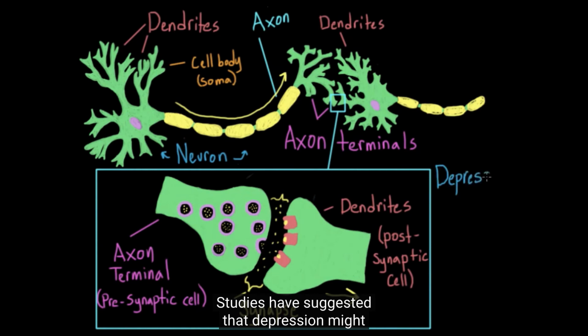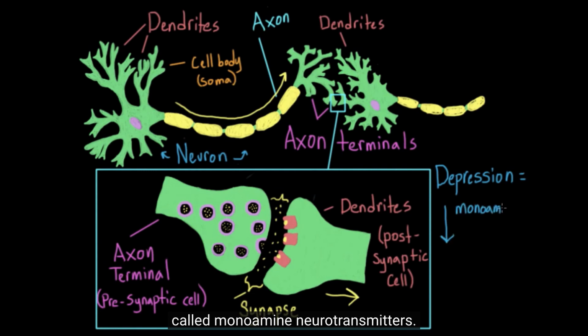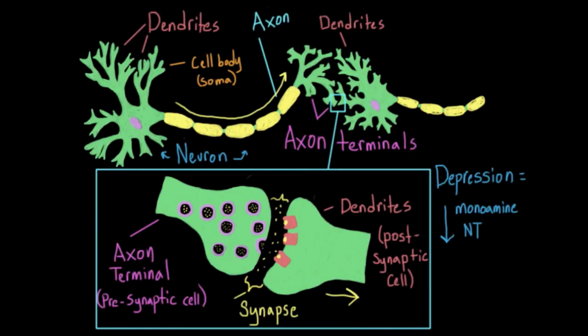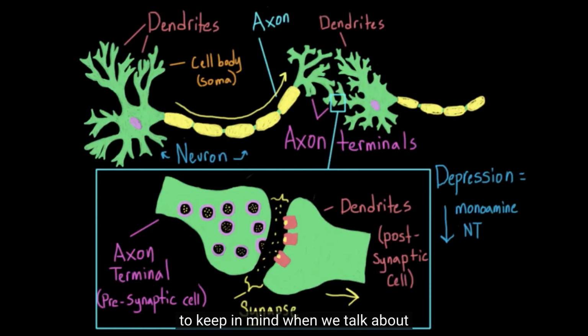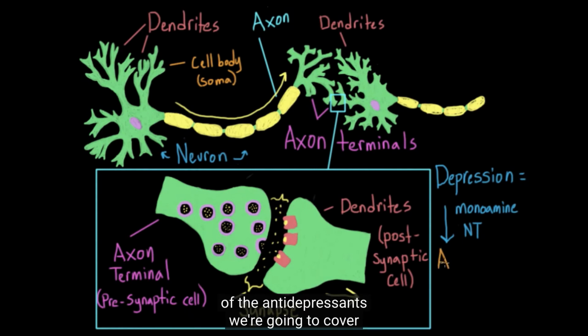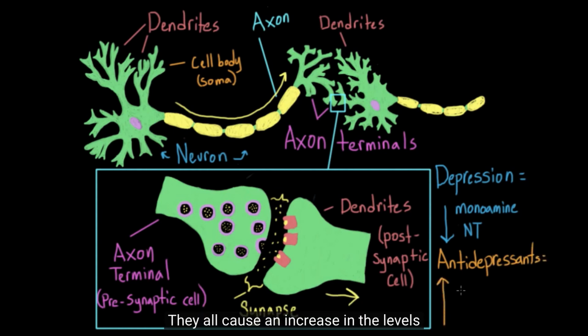Studies have suggested that depression might be caused by low levels of certain neurotransmitters, called monoamine neurotransmitters, or your biogenic amines. And this includes serotonin, norepinephrine, epinephrine, and dopamine. And different theories disagree about the relative contributions of each one. But this is something I want you to keep in mind when we talk about how these medications work. Because all of the antidepressants we're going to cover in this video work by trying to correct this imbalance. They all cause an increase in the levels of these neurotransmitters, but they do it using very different mechanisms.